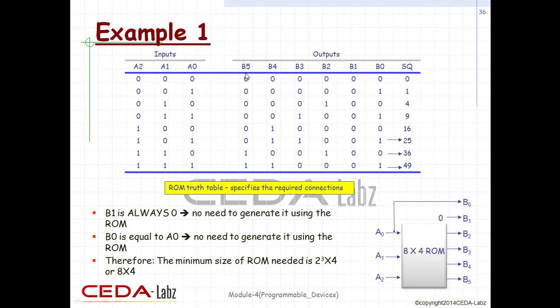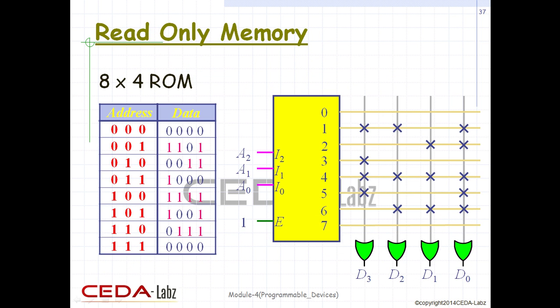As the ROM has 3 input or address lines, and 4 output lines, the size of the ROM will become 2 to the power 3 cross 4, or we can say it is 8 cross 4, as it is shown in the figure also. In the diagram, it is shown that all the ones in the truth table are shown by a cross at the output of the decoder, and all the zeros are open, that is, no cross at the output of the decoder. I hope it is clear to you.